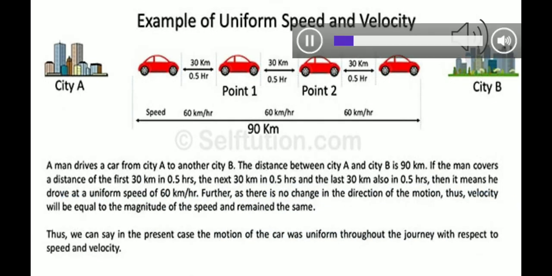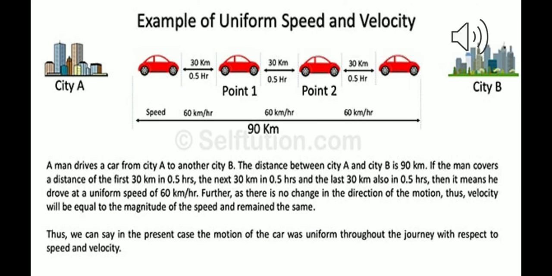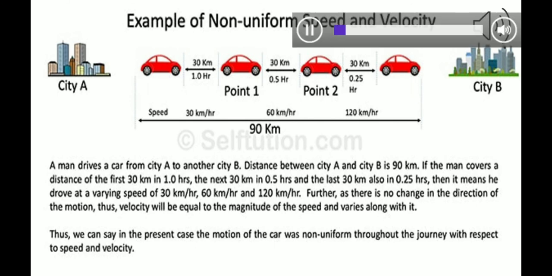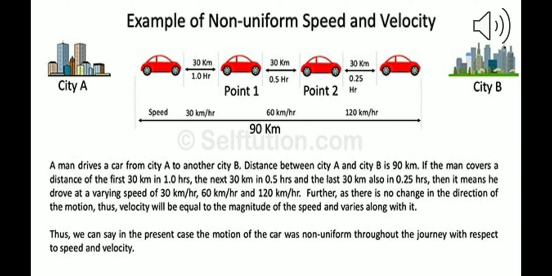So I have already spoken about uniform speed and uniform velocity, when the body is moving equal distances in equal intervals of time. That is uniform speed. And similarly, velocity. Okay. And when the body moves unequal distances in equal intervals of time, it is known as non-uniform speed. And similarly, non-uniform velocity. So we move further.